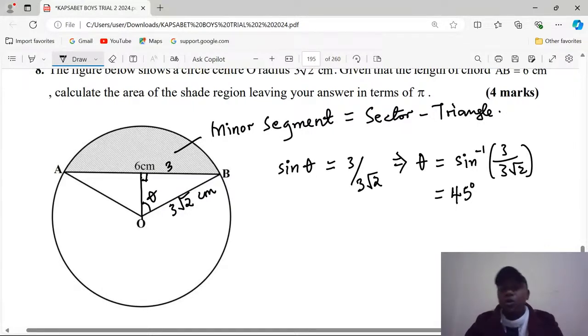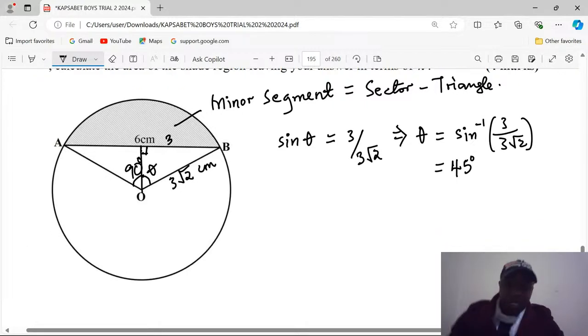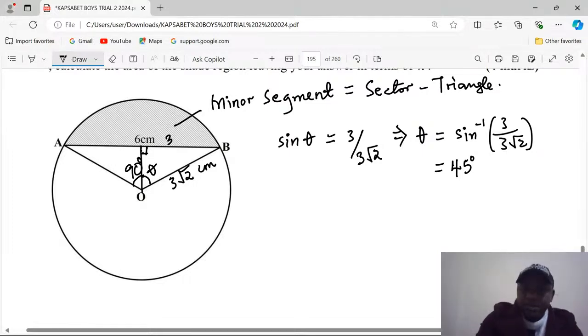Now with this angle, the bigger angle at the center is going to be 90. So the bigger angle here is 90, and that is what will be used. We'll say that the area of a sector is usually given by theta over 360 pi r squared. So theta is 90 over 360 pi r squared.